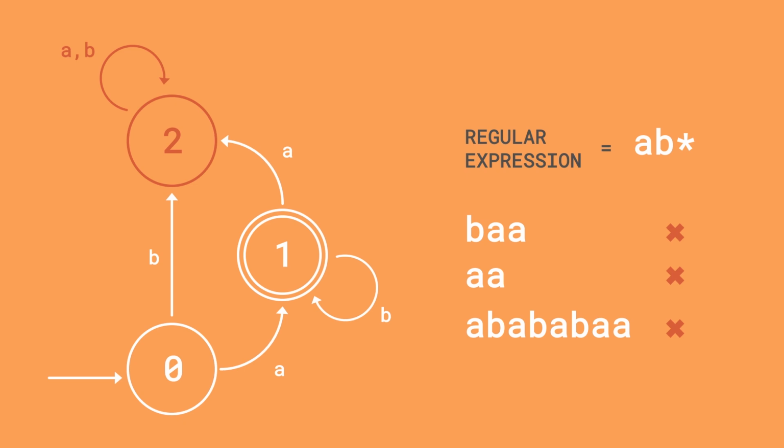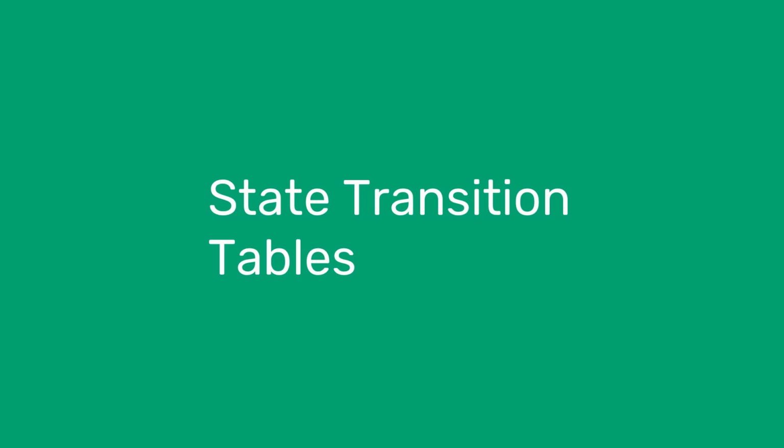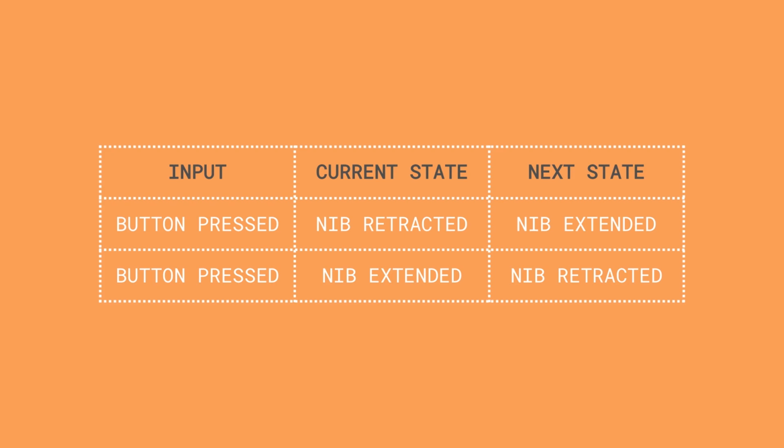Now, although this example may seem even more boring than the pen one, using these diagrams for regular expressions is actually a really important tool for computer scientists. Let's now look at our second and final way of representing finite state machines, which is with state transition tables. These are like the truth tables you find in logic and show the effect different inputs have on the current state. Here's the one for the pen example.